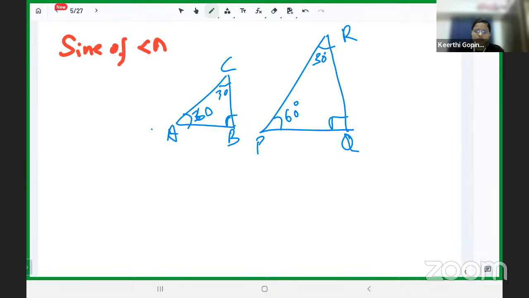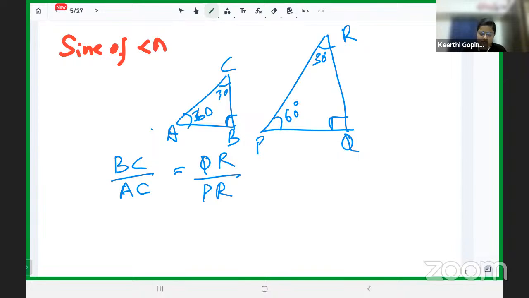They are similar triangles. Since in both triangles all the angles are equal, we can say that those two are similar triangles. And in similar triangles, the corresponding sides, sorry, the corresponding sides will be in proportion, right? So using that, we can say that here BC by AC will be equal to QR by PR.